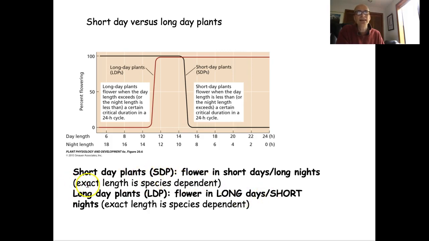And I say here that the exact length is species dependent. So many species, they're not all flowering at the same time, obviously. So the exact timing is species dependent. But you will see that at least for Arabidopsis and for rice, it's quite well known on the molecular level what determines flower initiation. And we'll get to that in a second.